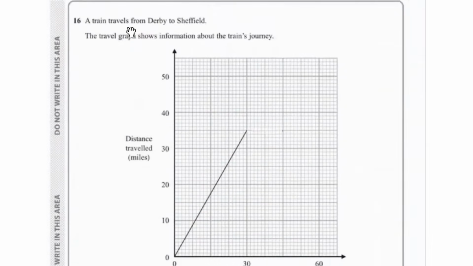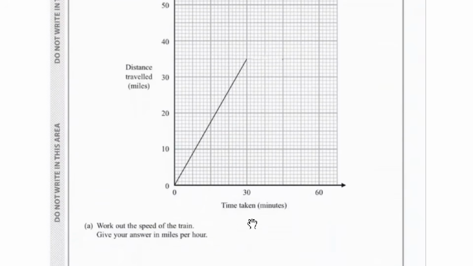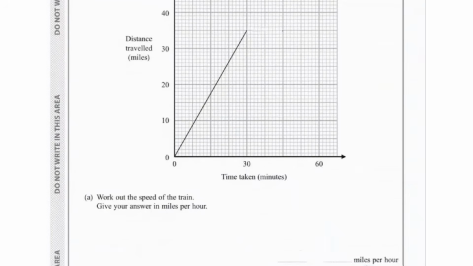Then it says a train travels from Derby to Sheffield. The travel graph shows information about the train's journey. Work out the speed of the train, giving your answer in miles per hour. So for the speed of the train, we will find the slope of this distance-time graph.